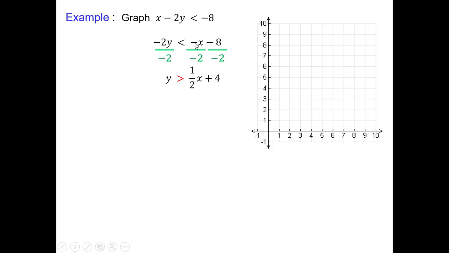And now we divide negative 1 by negative 2 to get 1/2. And we divide negative 8 by negative 2 to get a positive 4. So we're going to start the graphing process just like graphing an equation.